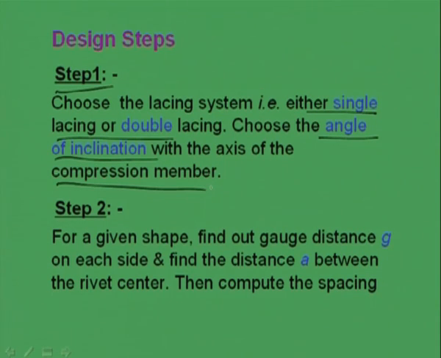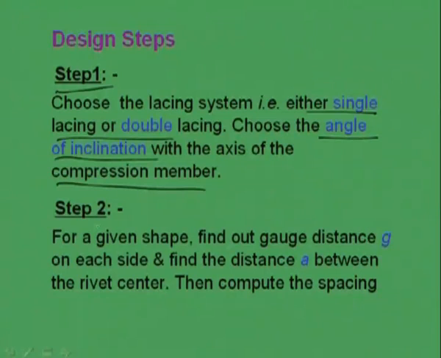So, this is the first thing we will decide. First we will choose whether it is double lacing or single lacing, then we will decide some angle of inclination. In fact, in the codal provision we have seen last day that the angle of inclination should be between 40 to 70 degrees. So, between those we will choose some angle of inclination.